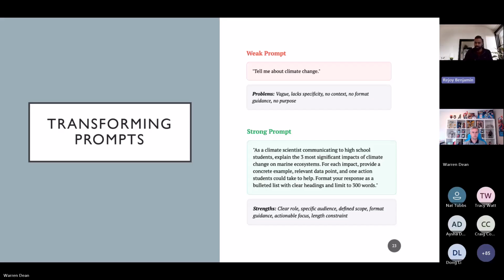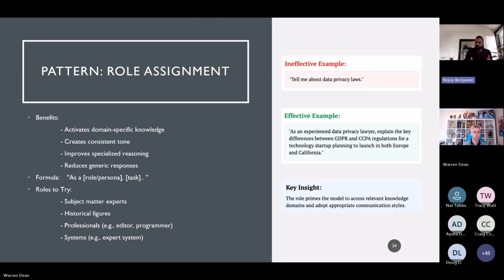So we look at other examples of different prompts and how people really use prompting in a very ineffective way. For example, if you were to use a pattern of role assignment, an ineffective example would be just "tell me about data privacy laws." And you can see from that example how it could be anything. The audience could be anyone. And so what it's really going to generate at that point is just going to take data privacy laws from all over the place. But an effective example would be by giving it a role as an experienced data privacy lawyer and explain the key differences between certain topics. And then we're also saying for a technology startup planning to launch in both Europe and California. So we're giving it a particular area, a particular place. And so we will then take laws and regulations for that place. And because it has been assigned this role of an experienced data privacy lawyer, it's going to be very specific in its output.